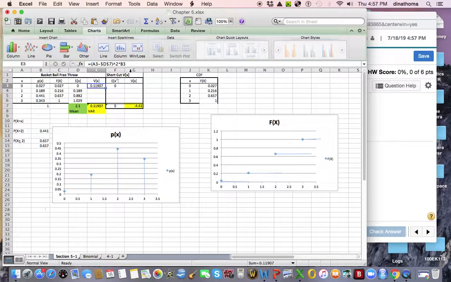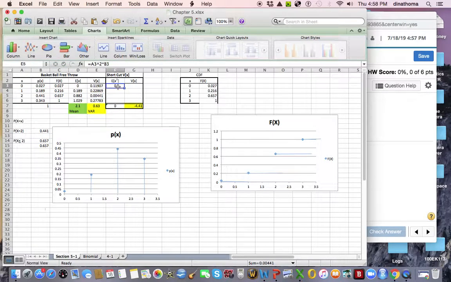All right. So to find variance, you take your x value, subtract your mean, square it, and then multiply it by your probability. You do that for every single event, or x value, and then you add them all up. Notice in here I put dollar signs in because my mean doesn't change. The only thing that changes is my x and my probability of x. So I go to the next one. It's 1 times 0.189, but I'm still subtracting the mean of 2.1 and squaring it.